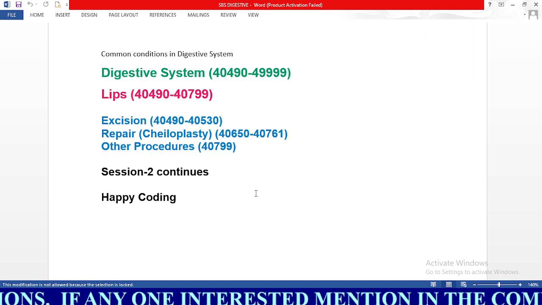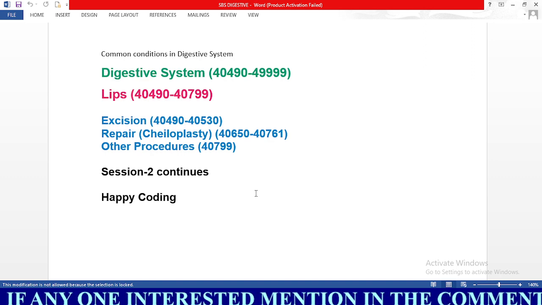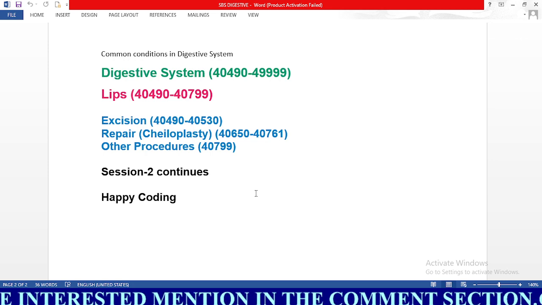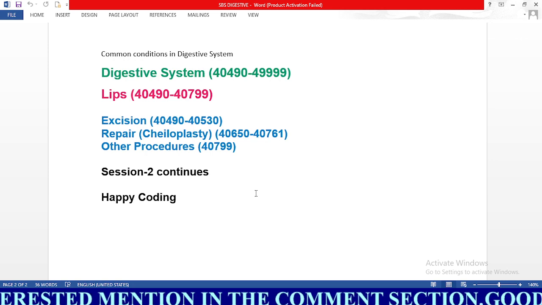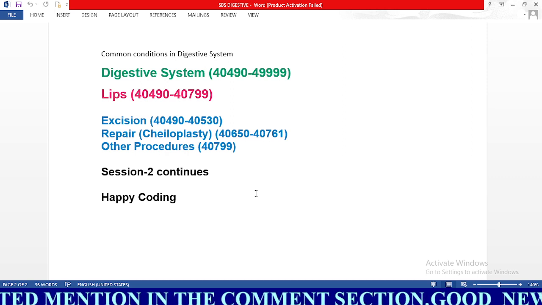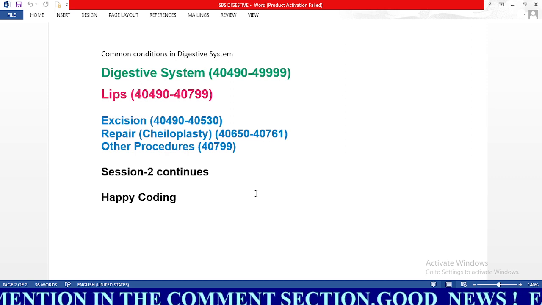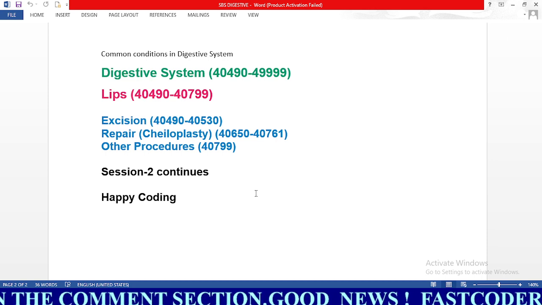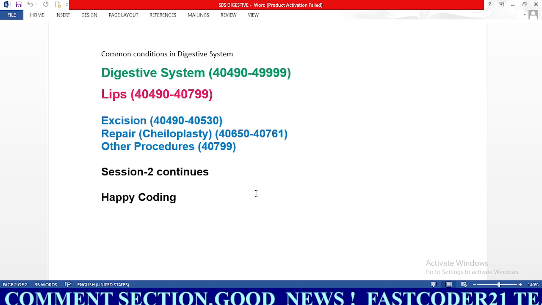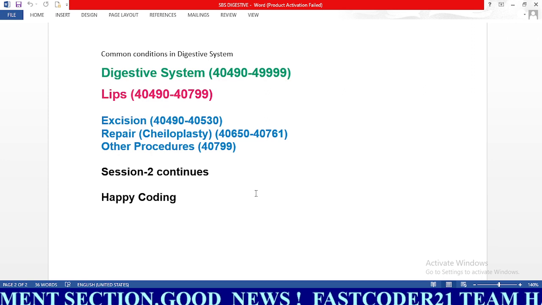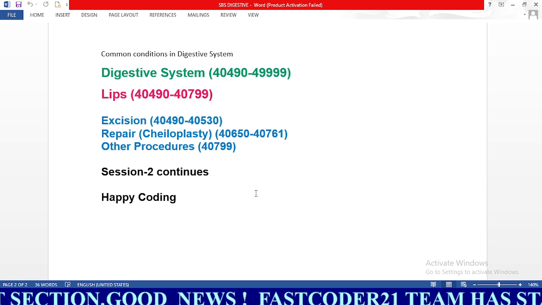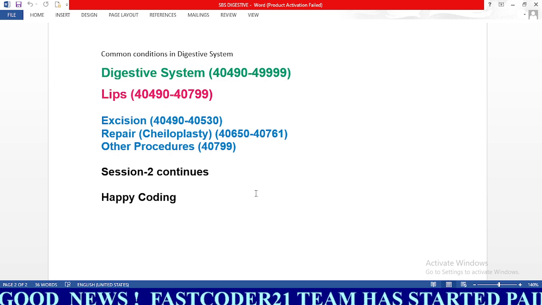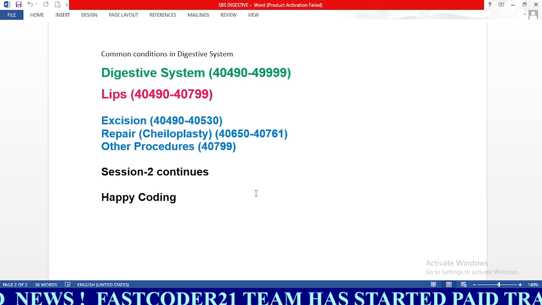Next in the lip section we have repair. Here cheilo means lip and plasty means repair, so cheiloplasty means repair of the lip. Our codes start from 40650 to 40761. What is 40650? Repair of lip, full thickness, vermilion only, and 40652 is for up to half vertical height, 40654 is over one-half vertical height or complex. These are the keywords we need to find in the documentation while coding.